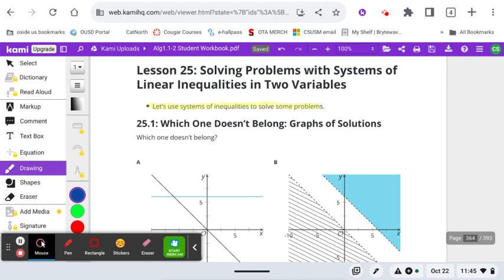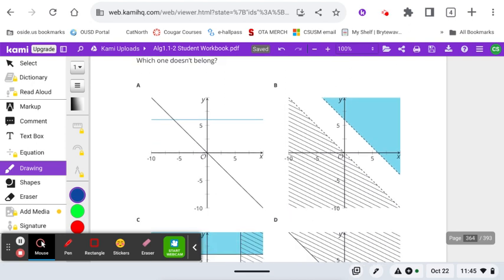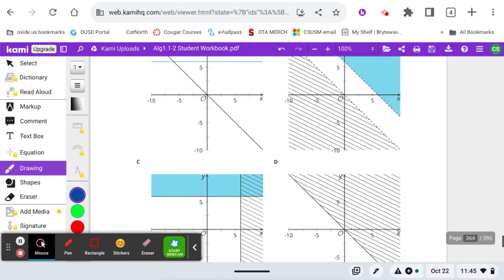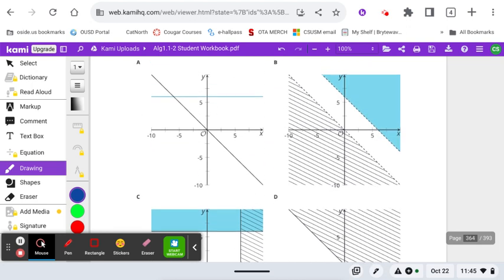First of all, we start with a warm-up of which one doesn't belong, looking at graphs A, B, C, and D. And as you can imagine, students had different responses for each one. So for example, some students said that A was the one that did not belong because there was no shading, meaning that it was a system of equations, not a system of inequalities. It had one solution, the point of intersection, instead of many solutions from a shaded region.